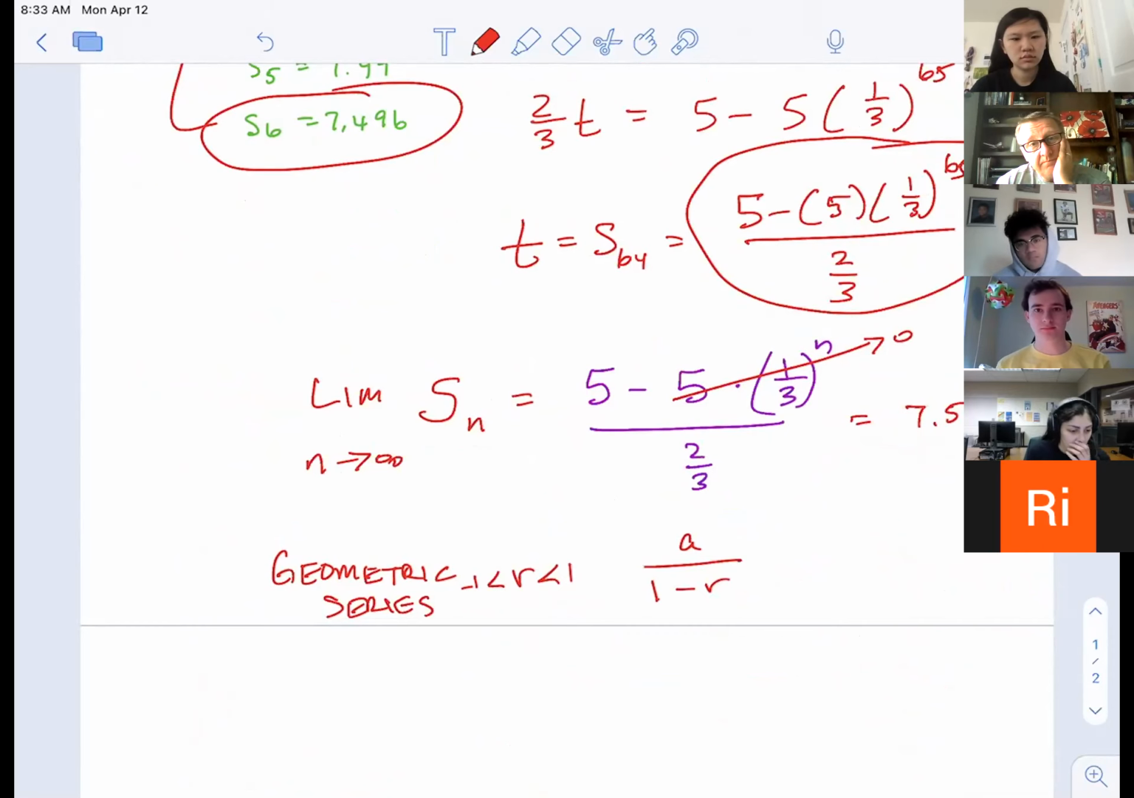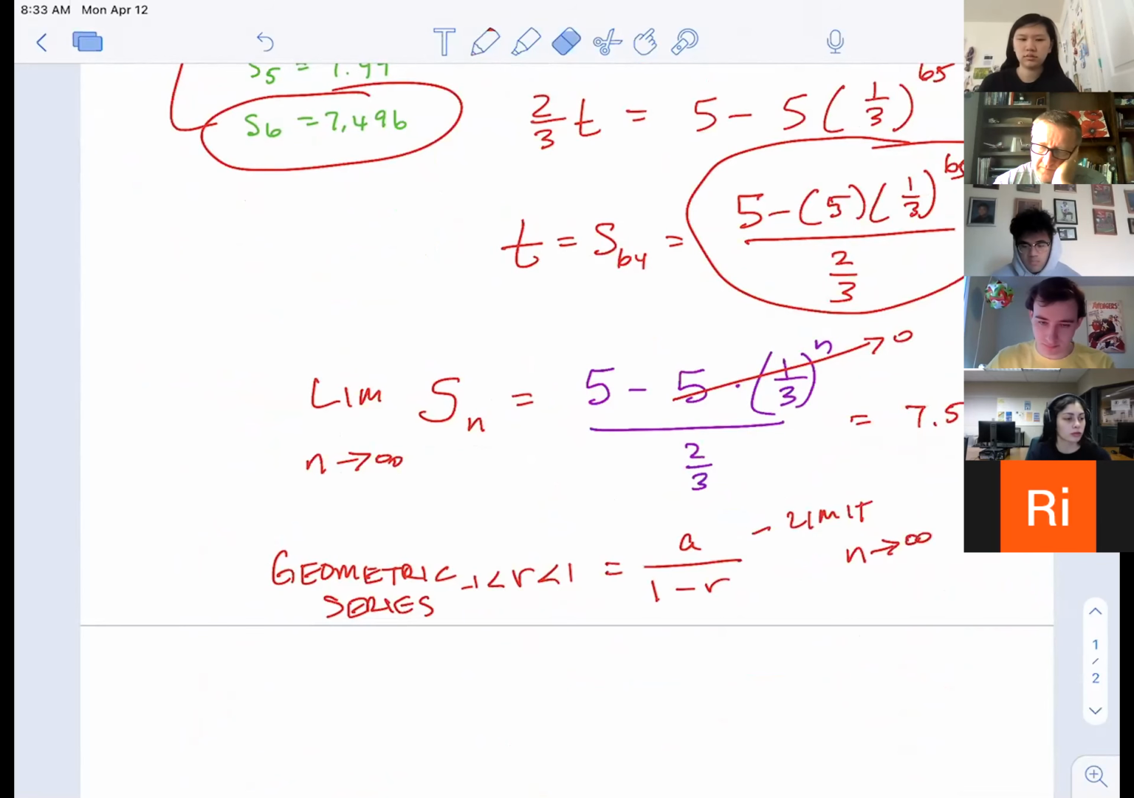Like as a shortcut. Again, I'd prefer you just make this for yourself, but I will tell you that. This would be the limit as n goes to infinity, so we don't have to write that every single time. So that's kind of cool.